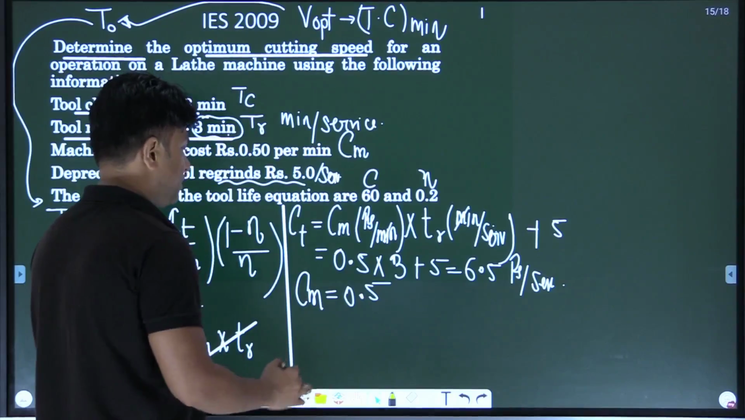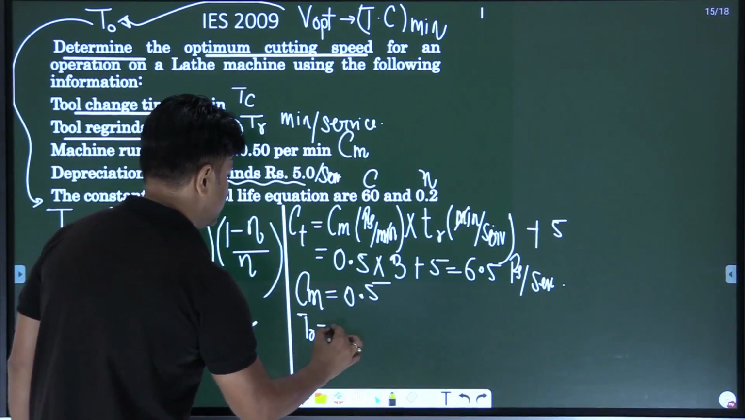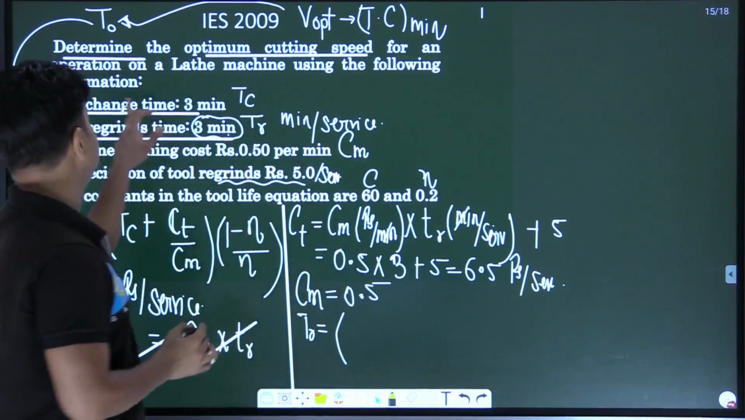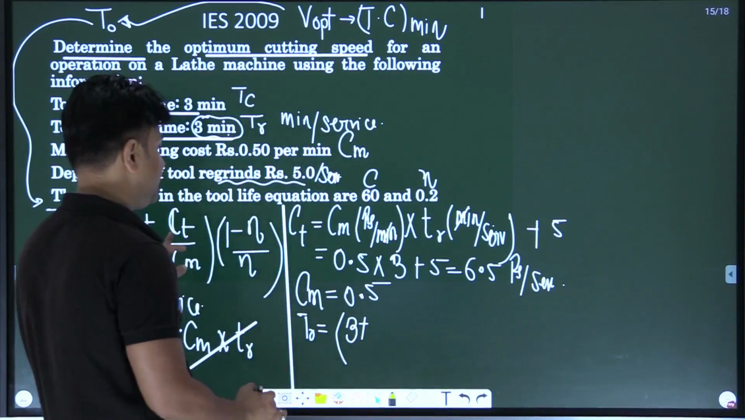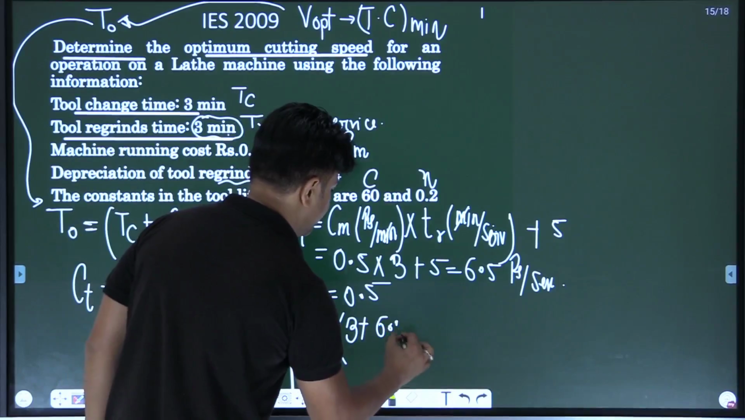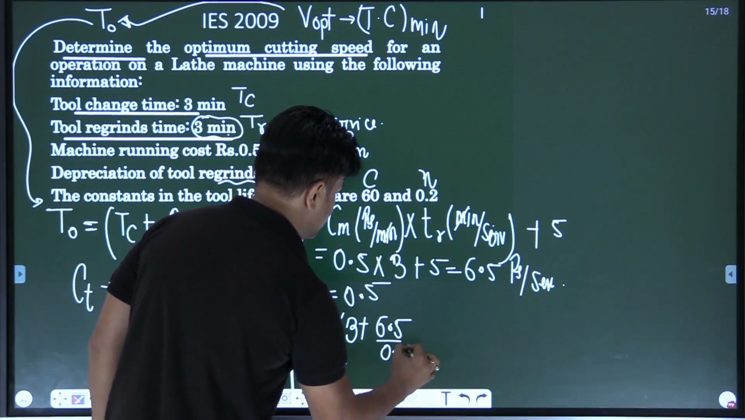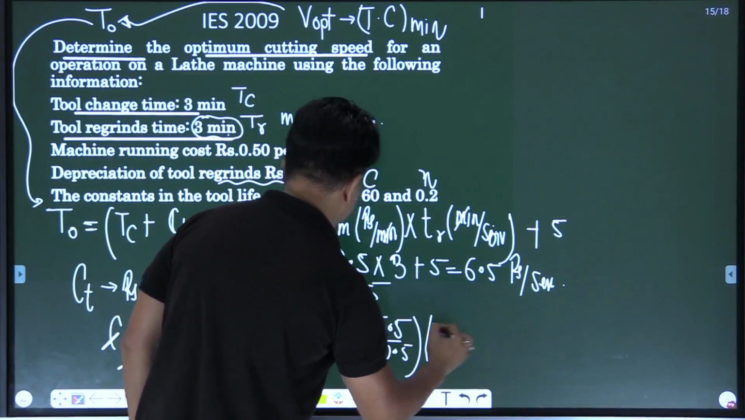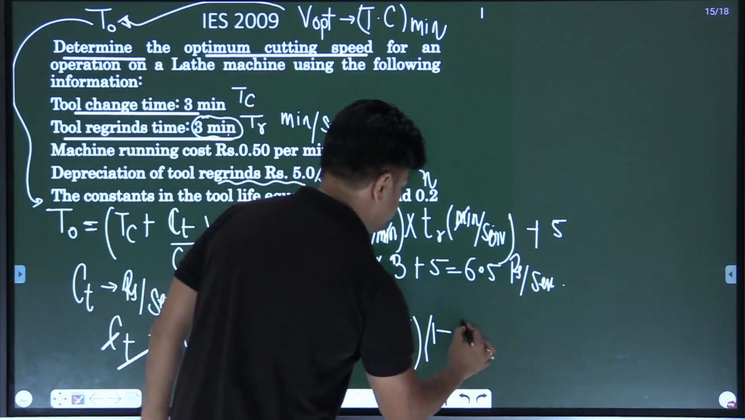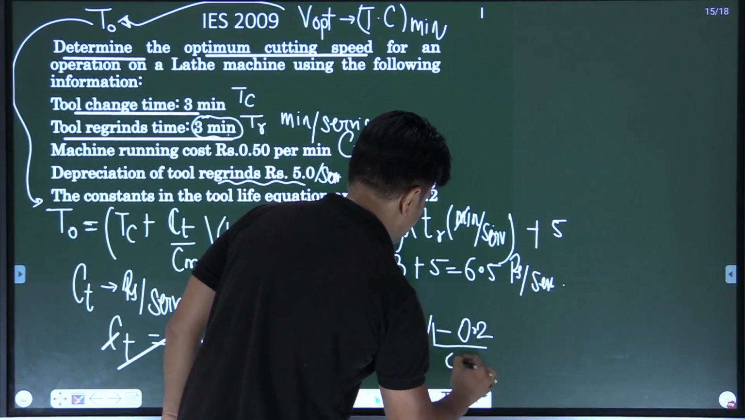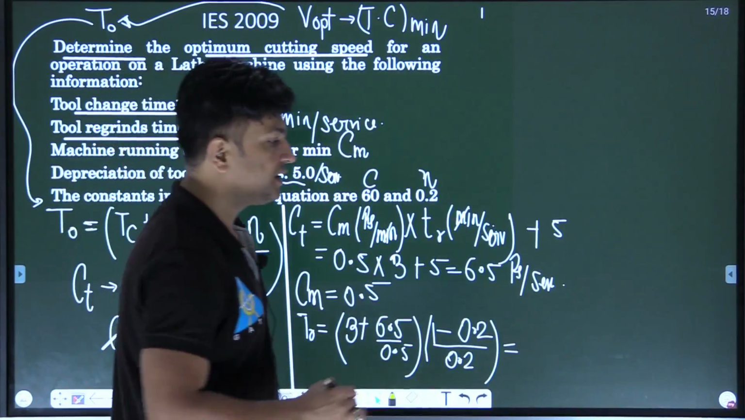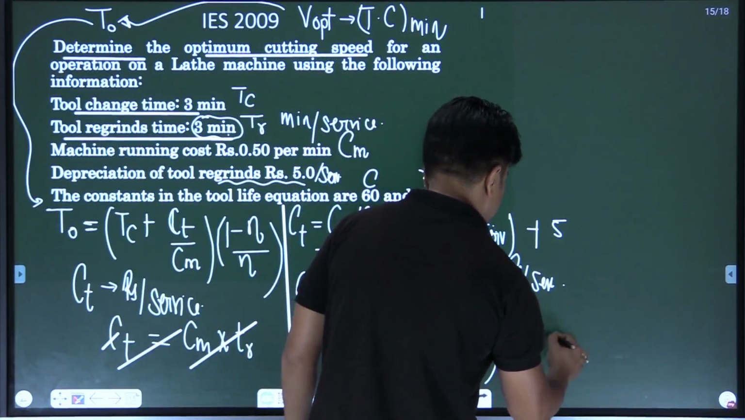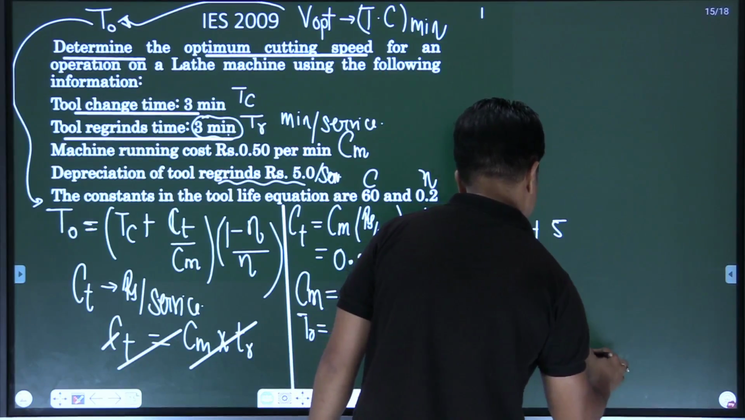0.5. Now find out the T naught. T naught is what? Tc, the tool changing time, is 3 minutes. 3 plus CT. CT is what? 6.5 divided by 0.5 into (1 minus 0.2) divided by 0.2 equals. Now you will get the value of T naught, and it will come out to 64 minutes.